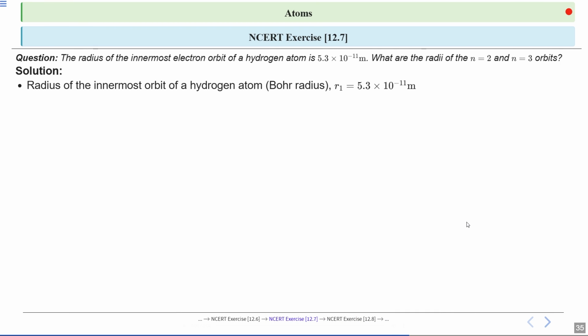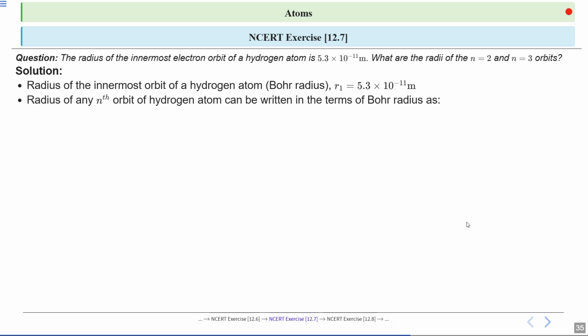First, let's note the radius of the innermost orbit in a hydrogen atom is called Bohr's radius. It's given as r1 equals 5.3 times 10 to the power minus 11 meters. Remember, this is a very small distance, showing just how tiny atoms are.